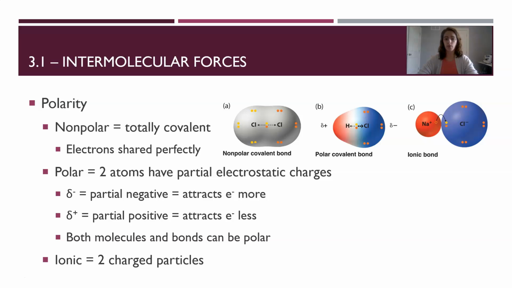We can have both polar molecules and polar bonds. We're going to talk about polar molecules in a later topic. And then we can have ionic. Ionic is when there is a large enough electronegativity difference that the electrons are pulled from one atom to another. We make complete positive charges and complete negative charges, and the fact that positives and negatives are attracted to each other is what holds those two together in the bond.